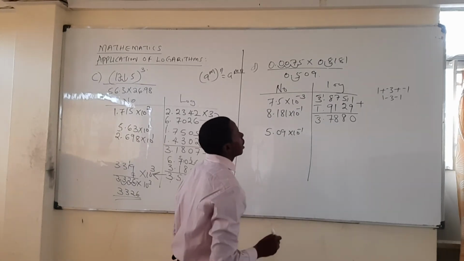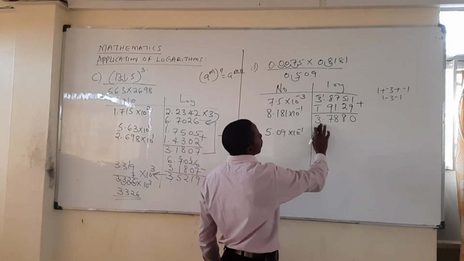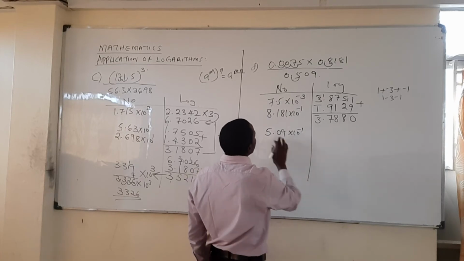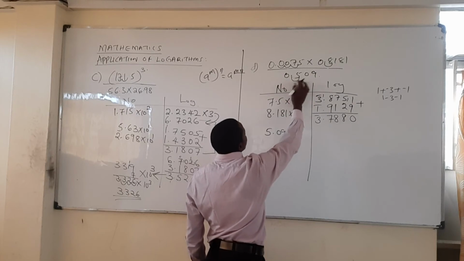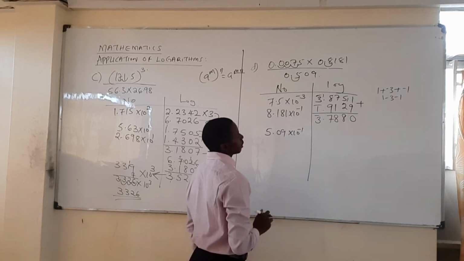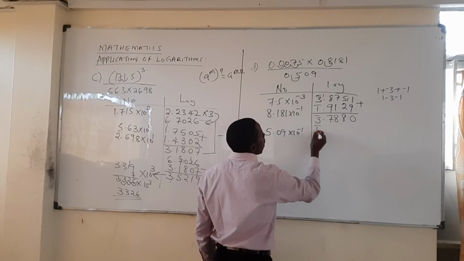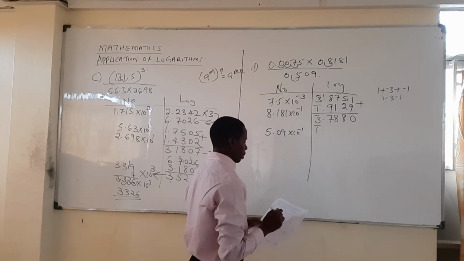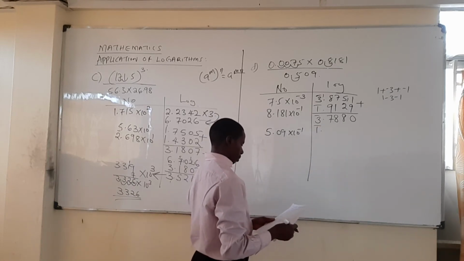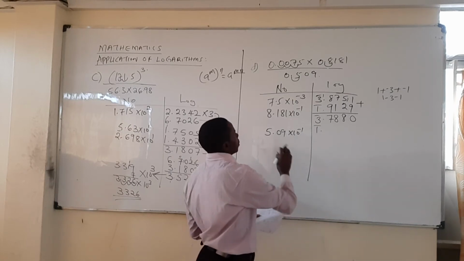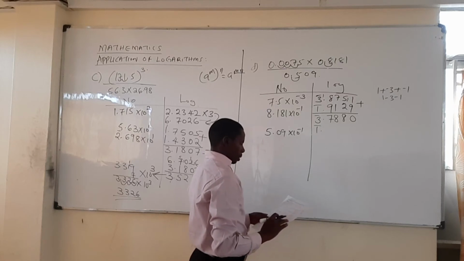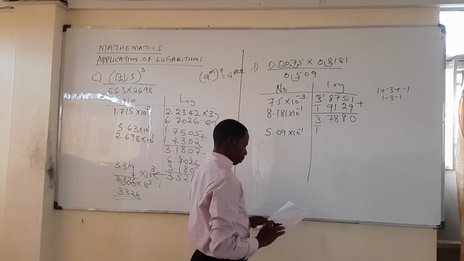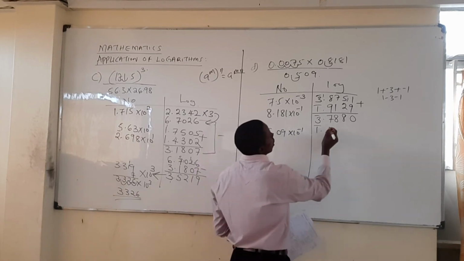So the numerator we have is bar 3.7882. Then we come to the denominator, 5.09 times 10 power negative 1. So this is going to be bar 1 point, and for 5.09 we get 0.7067.